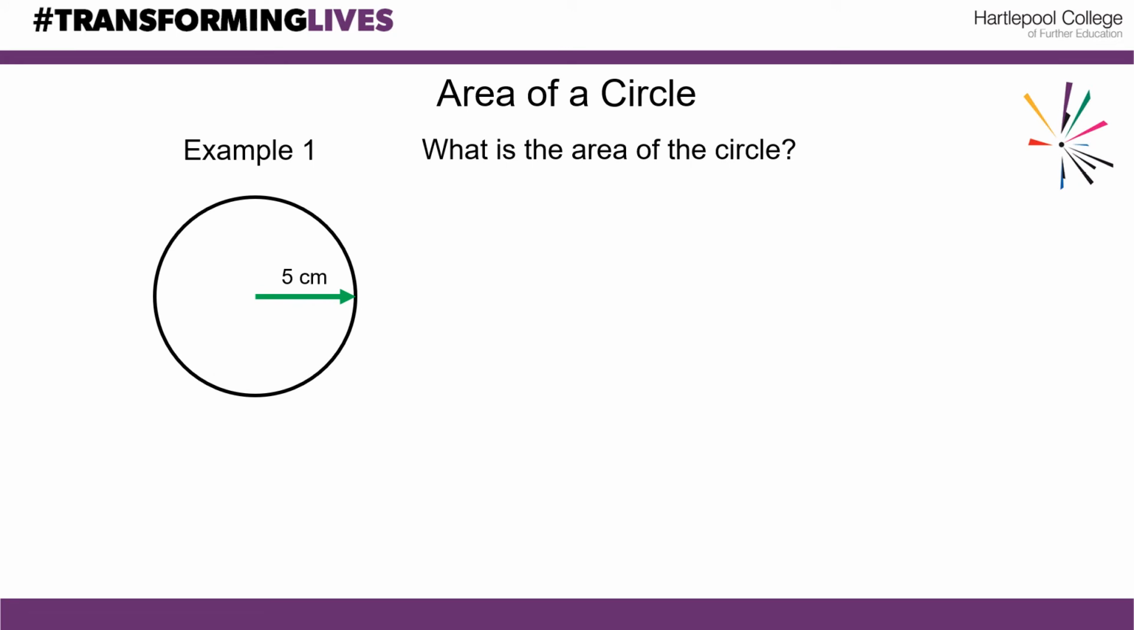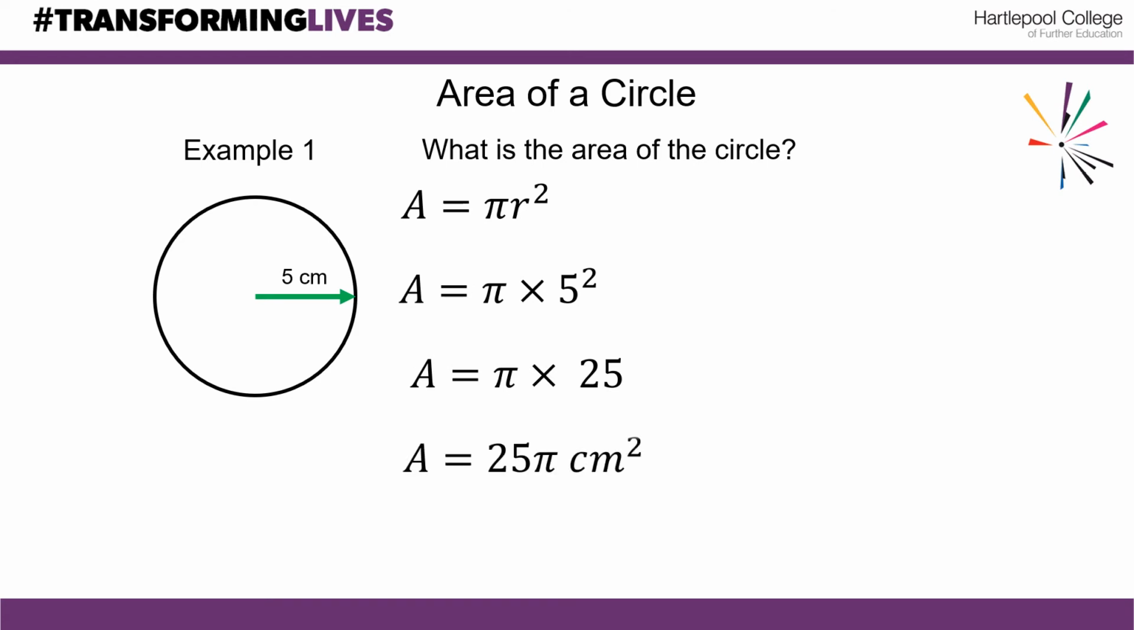Okay, so example 1 for area of the circle. We've got a circle, it's got a radius of 5 centimeters. We refer back to our formula. We know the area is pi times the radius squared. So we'll replace the r with the number 5. So we've now got pi times 5 squared. Now if I didn't have a calculator, I know that 5 squared is 25. So I can write that as area equals pi times 25. Which means that the area is 25 pi centimeters squared.